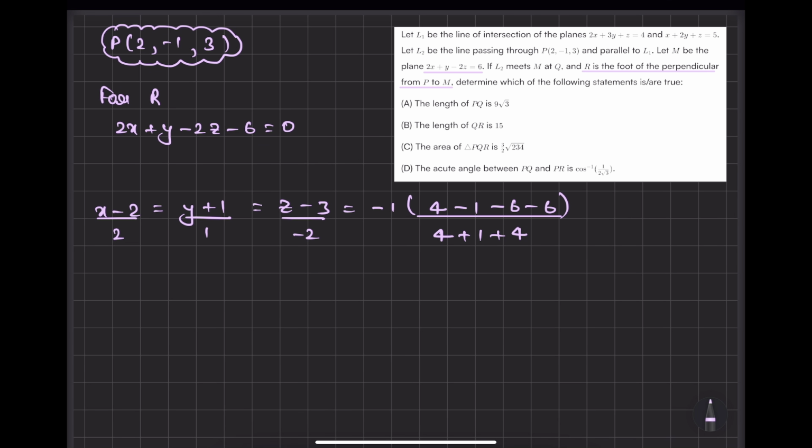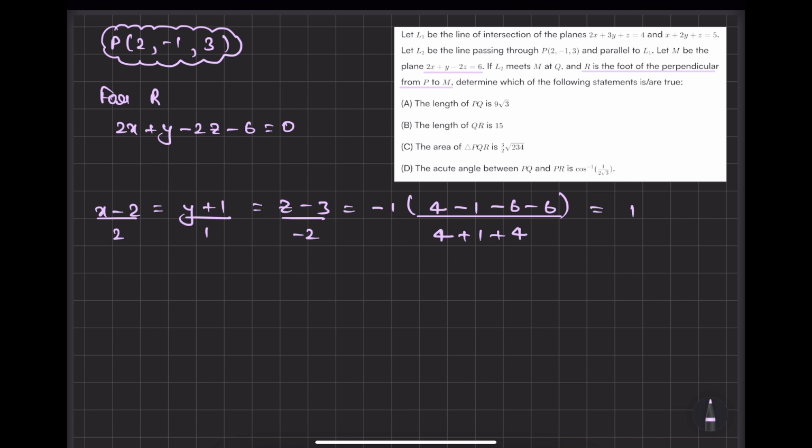Okay. So we have 6, 6, 12, 13. So it is minus 9. Minus into minus 9 is 9. 9 by 9 is 1. So we got this thing as 1.